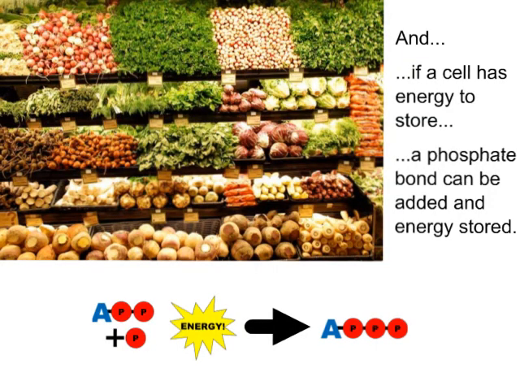And conversely, if a cell has energy to store, a phosphate bond can be added right here, and that energy can be stored within the ATP molecule itself. And then the bond can again be broken, the reaction reversed, and we can have energy released to use for things that the cell needs the energy for.